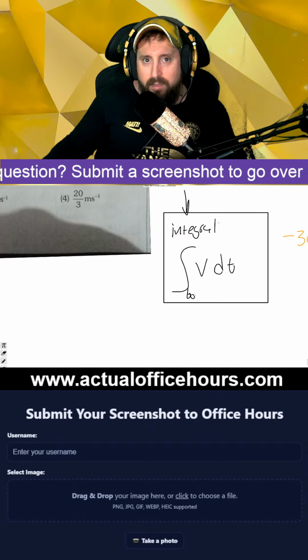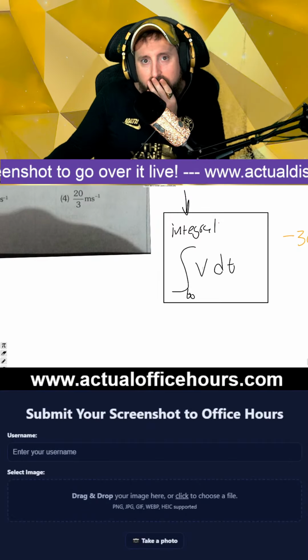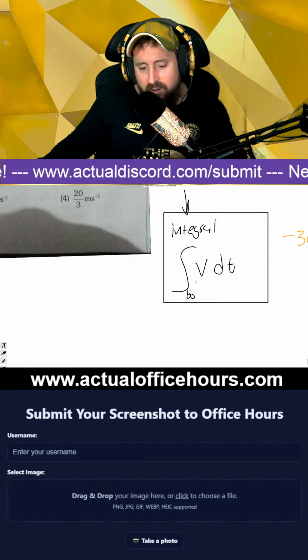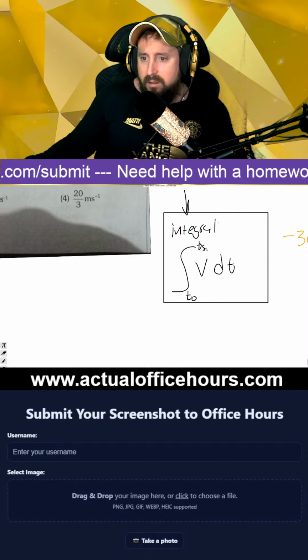Calc 1 teaches you to find the rate of change of single variable functions. Yeah, the rate of change for 1x. Hardest on left, easiest on right. I don't know about that. Okay, let me do this.